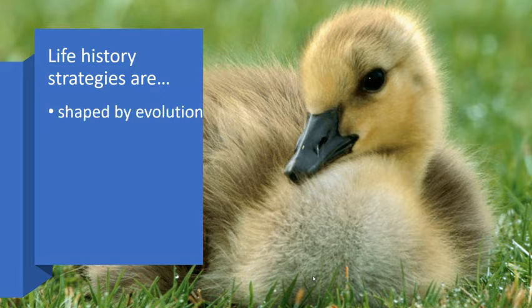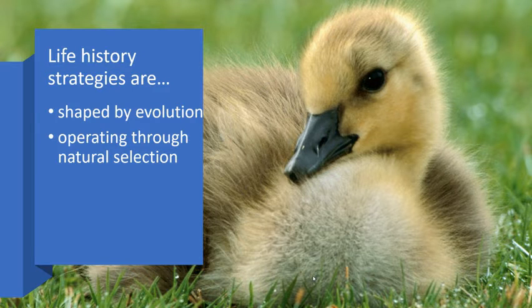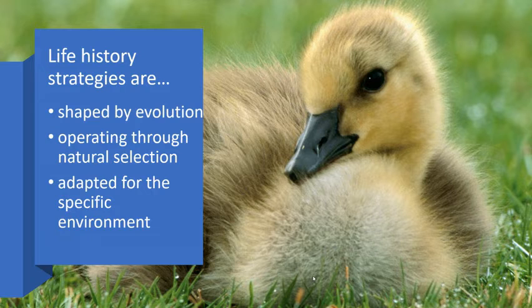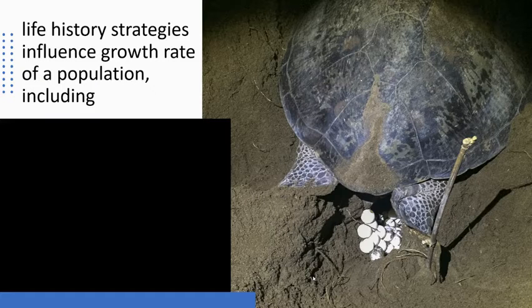So life history strategies are often shaped by evolution, by environmental factors that shape changes in species. And so they are often operating through natural selection rather than artificial selection, which is created by humans. And these strategies adapt to the specific environment that the species lives in. Life history strategies tend to influence growth rates of populations.